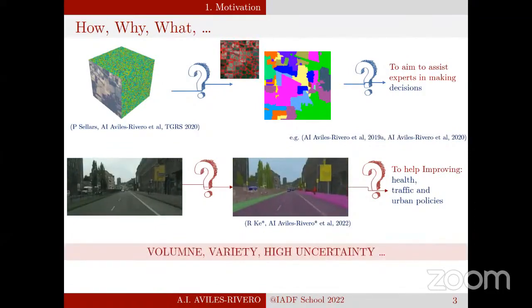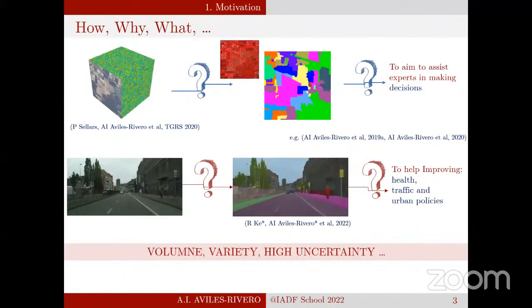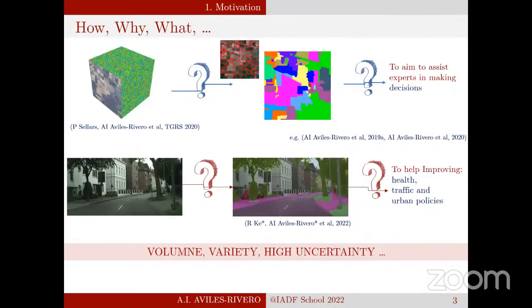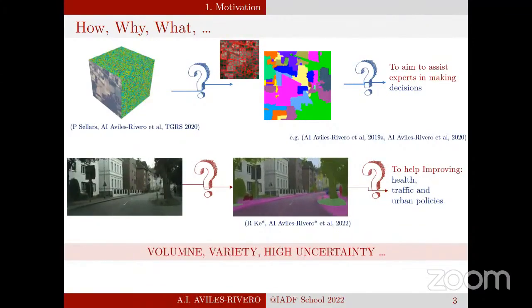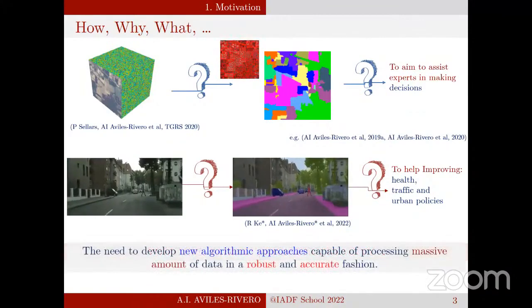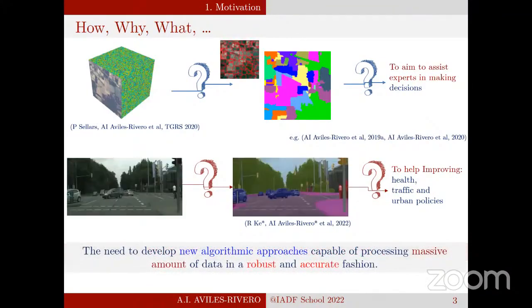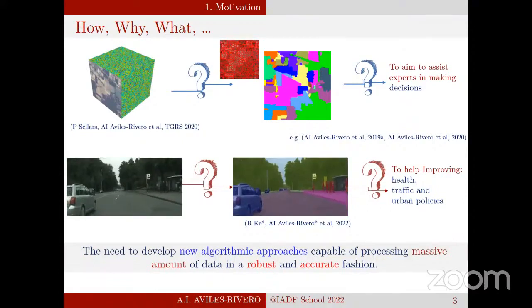But we realize that this type of data is growing not only exponentially, but it is also very complex in different senses: volume, variety, and high uncertainty. So the main question is that we need to develop new algorithmic techniques capable of processing massive amounts of data, and able to do it in a robust and accurate fashion.